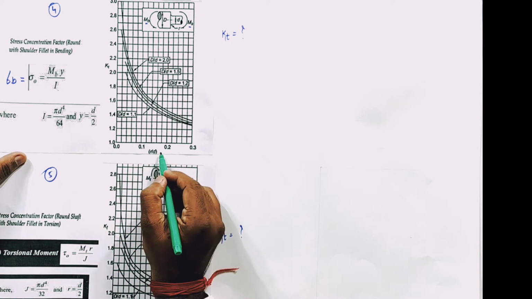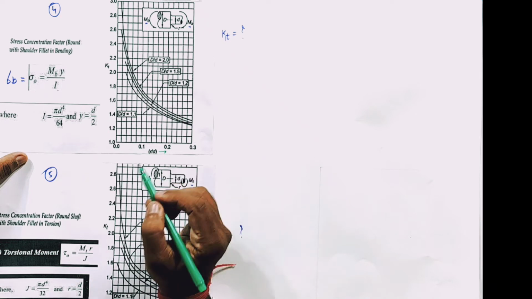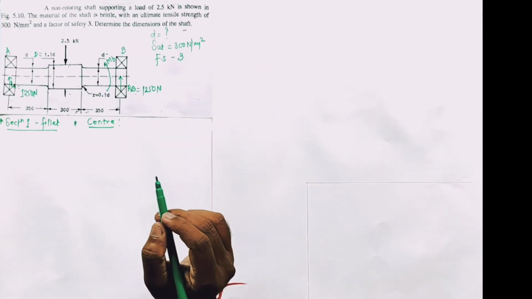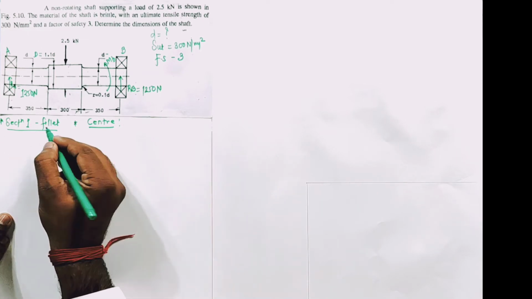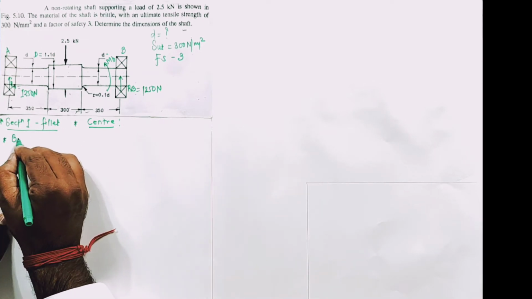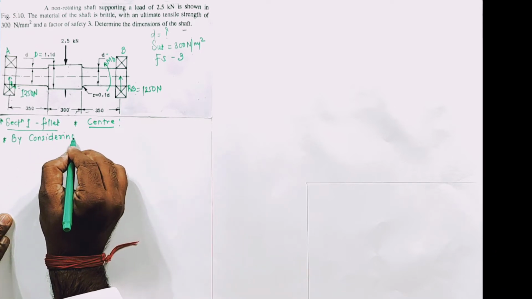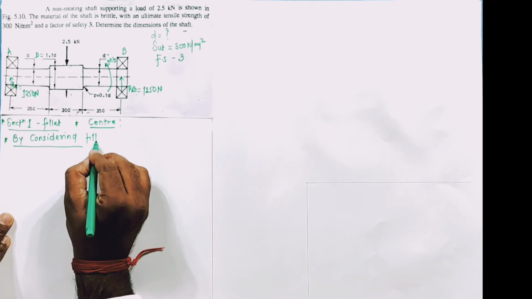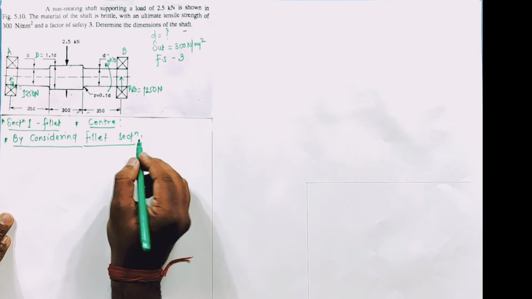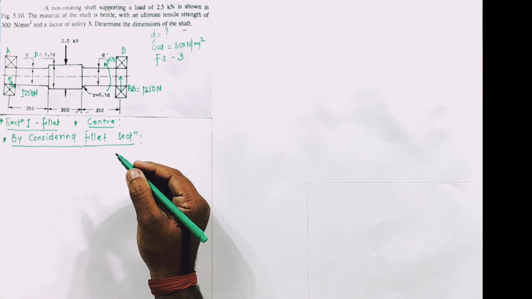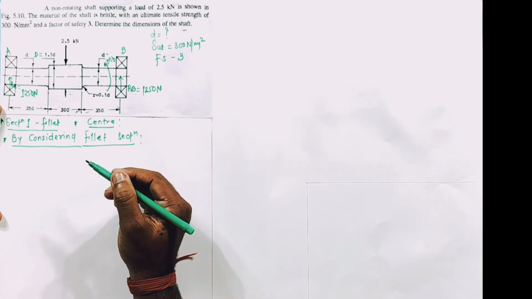After that, the fourth graph suggested that R by D is the x-axis, so I need to calculate R by D. So I am going here. First of all, I'll take a section with respect to the fillet, considering the fillet section. Correct? Either you can take left or right, both are the same from bearing A and bearing B. First step is to consider the fillet section.